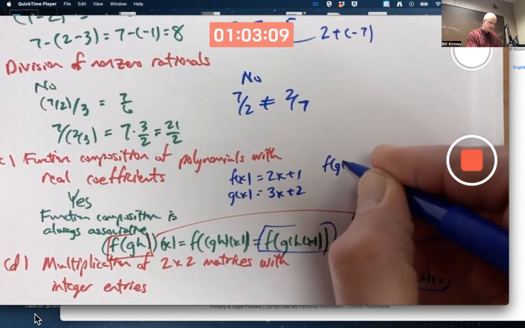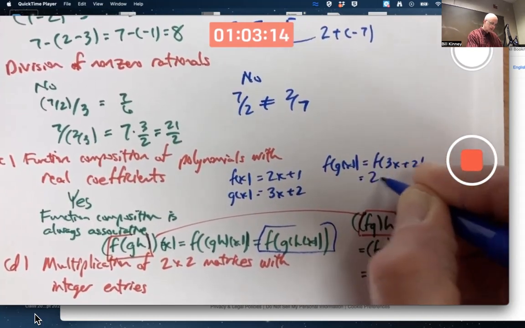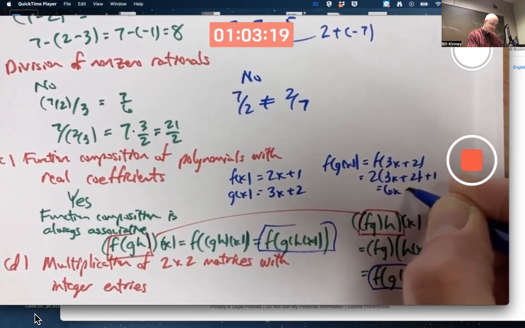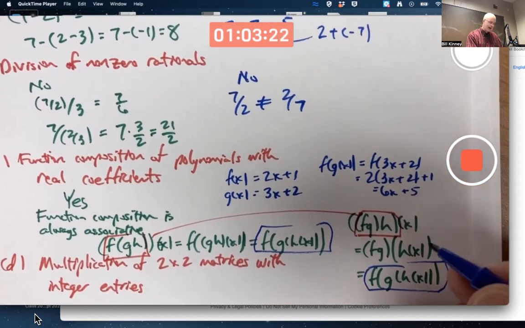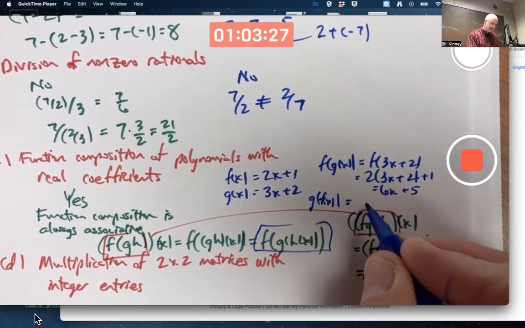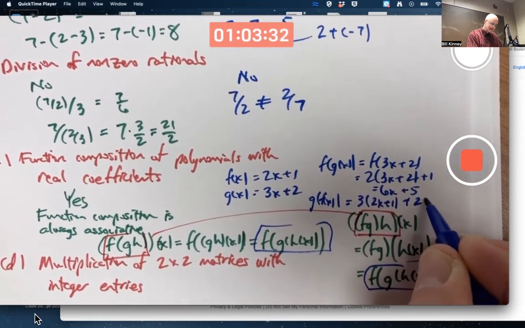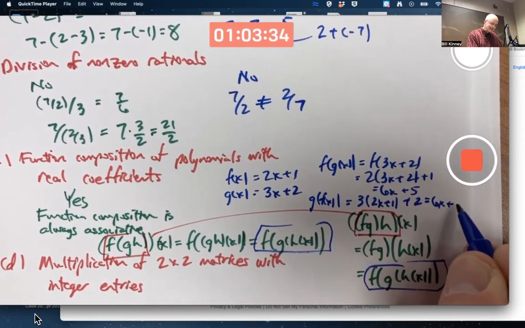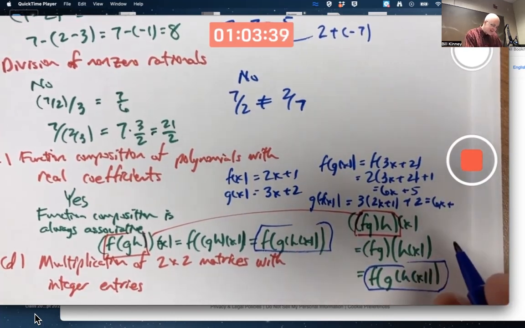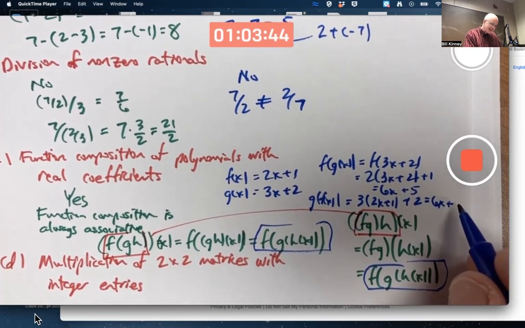F of g of x, see if I can do this quick in my head. That will be f of 3x plus 2, which is 2 times 3x plus 2, plus 1, which is 6x plus 5 in the end. And g of f of x is going to be something different. That'll be 3 times 2x plus 1, plus 2. That'll be 6x plus... oh, did it work out? It looks like it did work out to be the same. Okay. Egg on my face there.